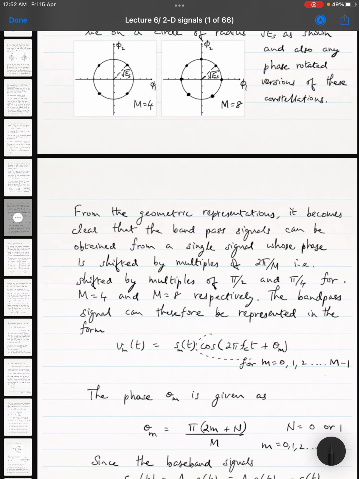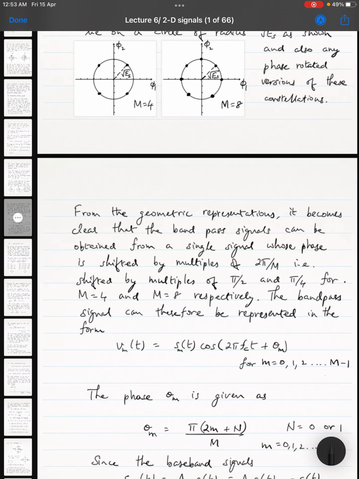So we are multiplying the signal with the carrier signal, and since the only distinction between the signals is the phase angle of the bandpass signal, we can simply represent each of the bandpass signals as the baseband signal multiplied with a carrier of a certain phase shift. So with M equal to 4, we need 4 different phase angles.